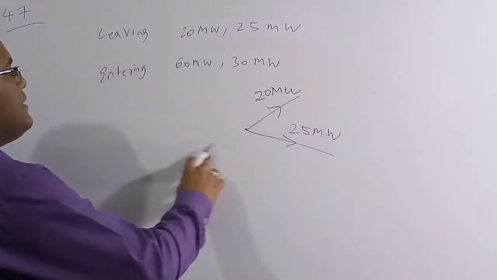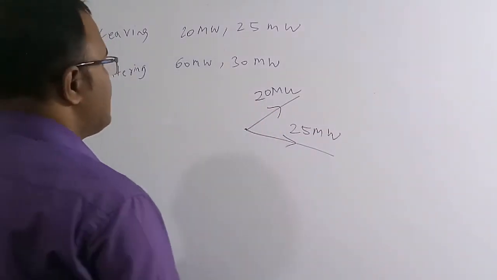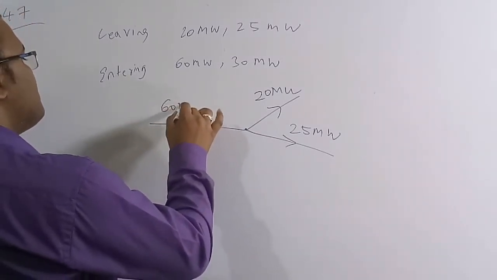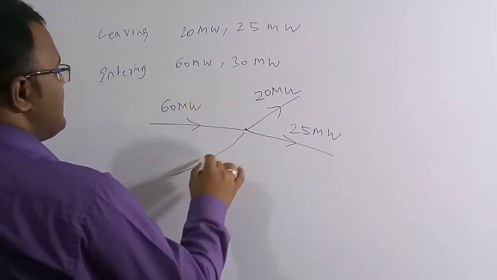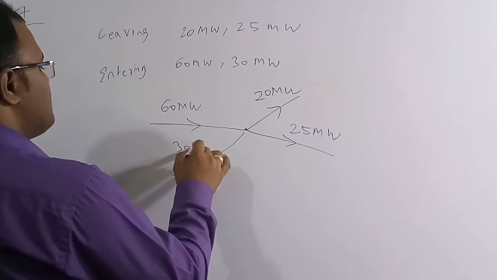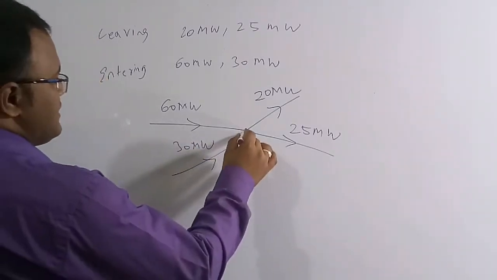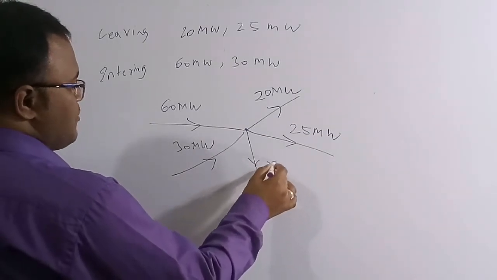So here at the same node, the entering powers are 60 megawatt and 30 megawatt. So there is 60 megawatt of power entering the node, and through another branch 30 megawatt of power is entering the node. Suppose I assume the other branch, the lagging branch, has a power of x.